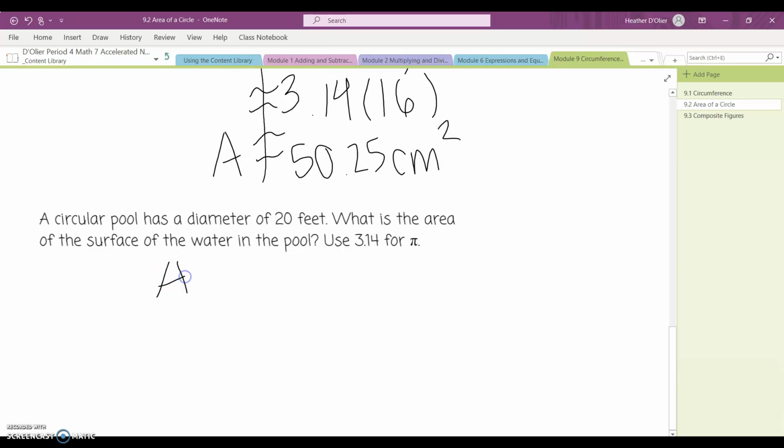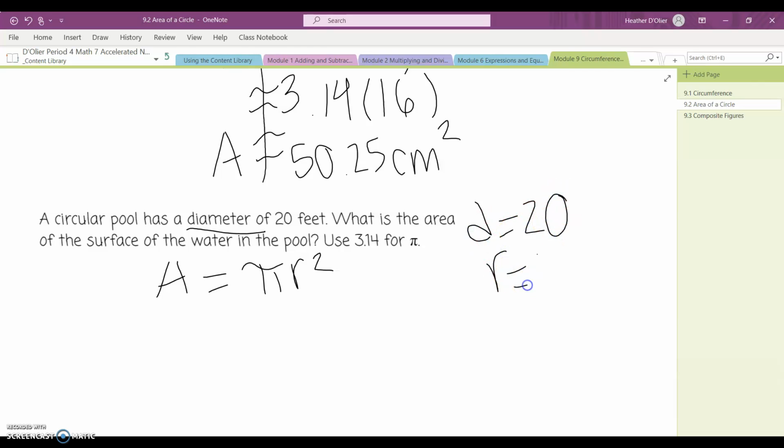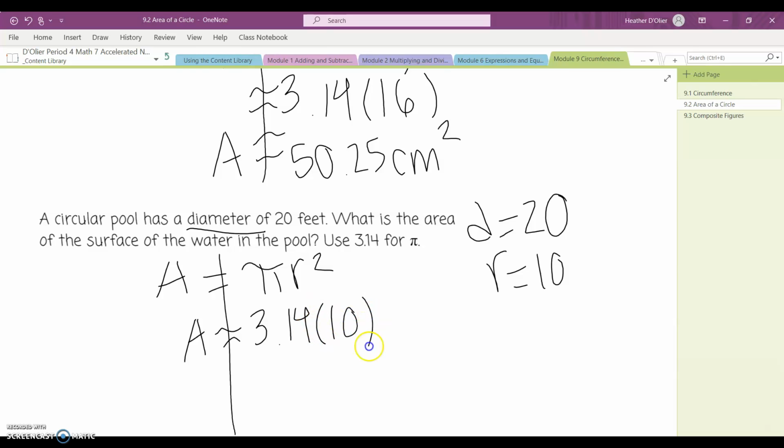Got it. So the area equals pi r squared. I need radius. They gave me diameter. So my diameter equals 20. Radius equals 10. I know that because radius is half of diameter. So now I'm doing area is approximately 3.14 times 10 squared. Well, I know that 10 times 10 is 100, so I'm just going to keep moving. So my area is approximately that.